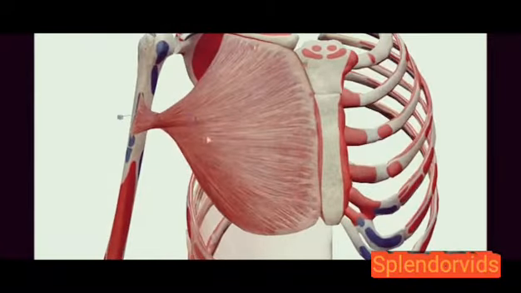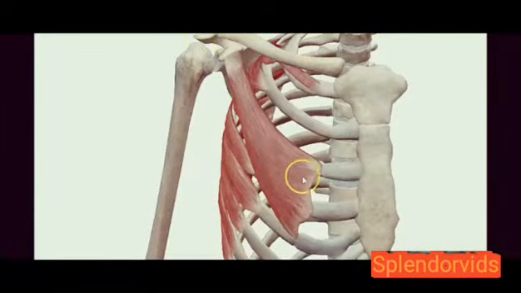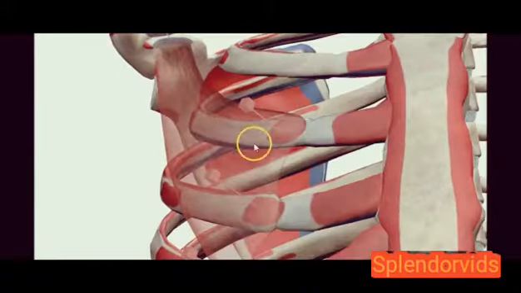So let's come back to the other muscles other than pectoralis major. I will hide pectoralis major to see the muscle deep to it, which is pectoralis minor muscle. It's called pectoralis minor.